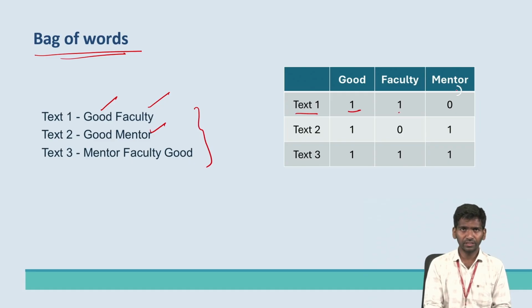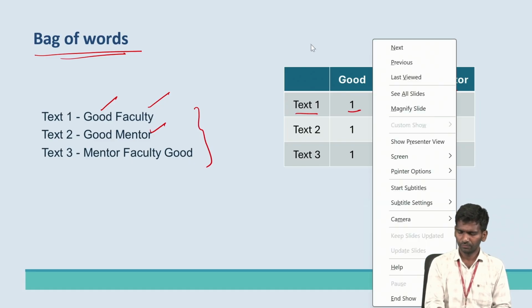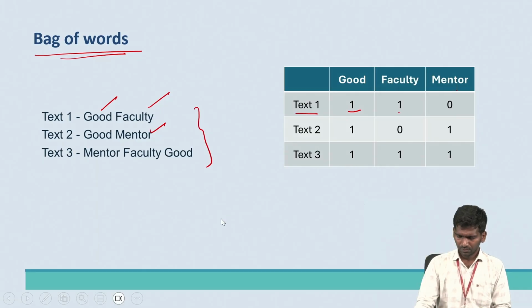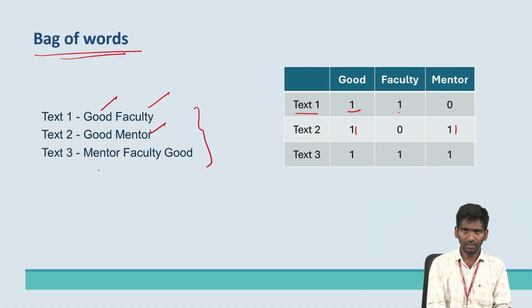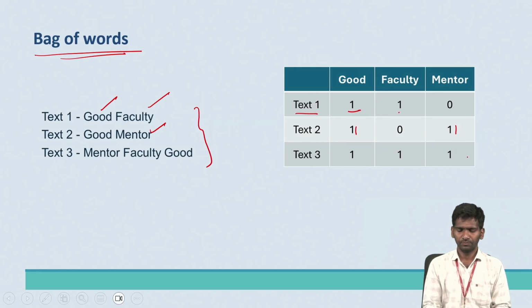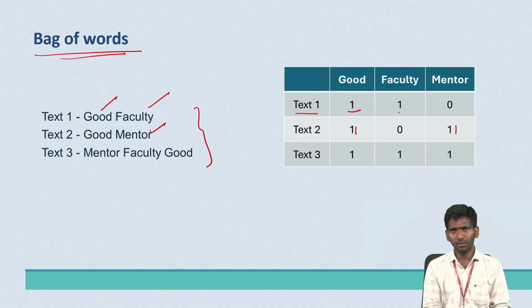Mentor is present in the first sentence? No, so 0. Similarly, in text 2, good is present, that's why 1. Mentor is present, that's why 1. Remaining all zeros. Similarly, in the third sentence we have good, faculty, mentor, faculty, good. So all 3 words are there, that's why I have taken all 1, 1, 1. So this is the simple bag of words technique.